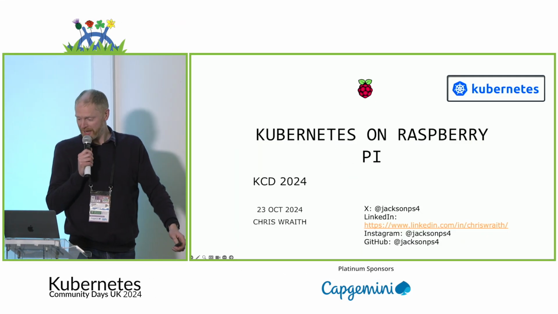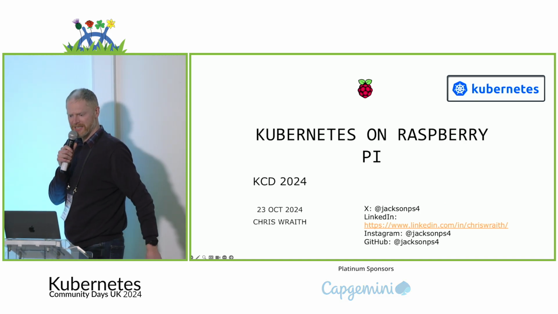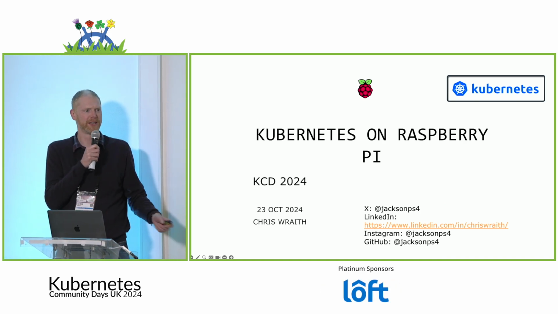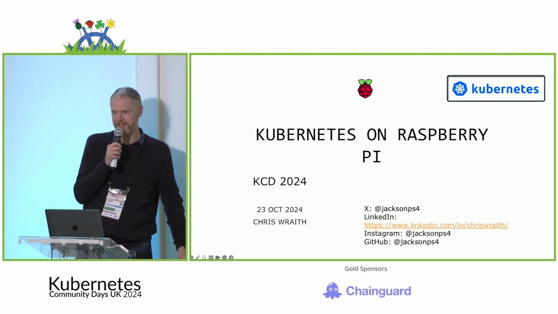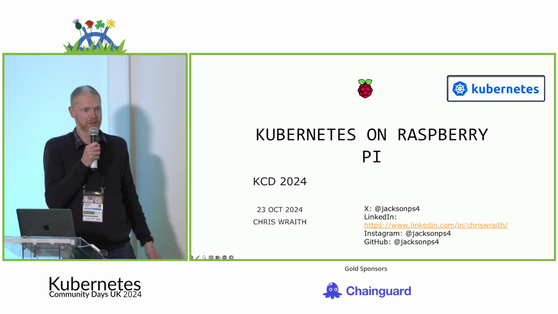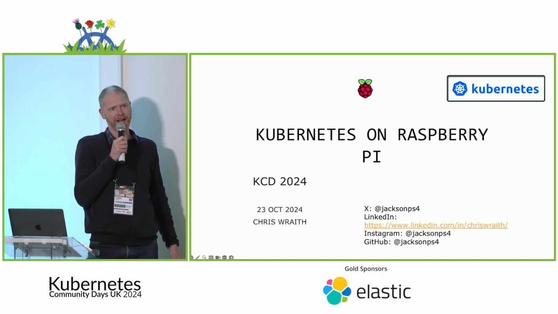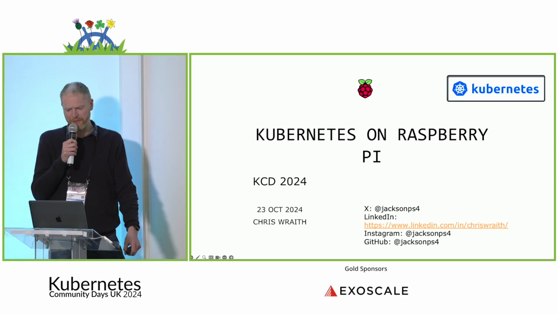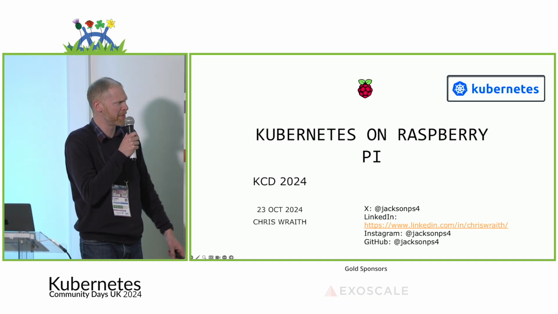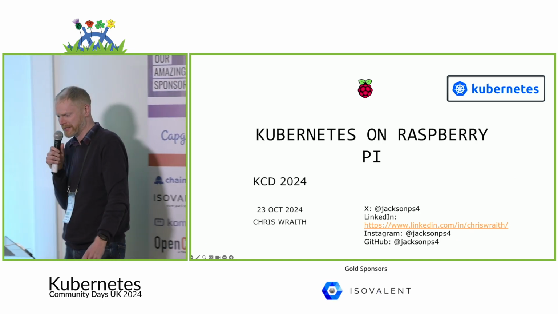All right, hello. I'm Chris Wraith. I'm the engineering director at Elastic Path. We're an e-commerce company. What we do is try to make sure that our customers can build really awesome e-commerce experiences. Before that, I worked in financial services for a while. And in my free time, I think I would describe myself as a domestic Raspberry Pi nerd.